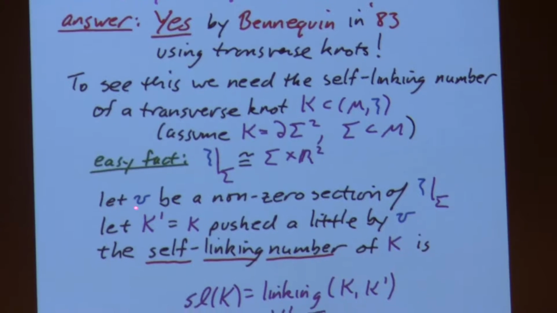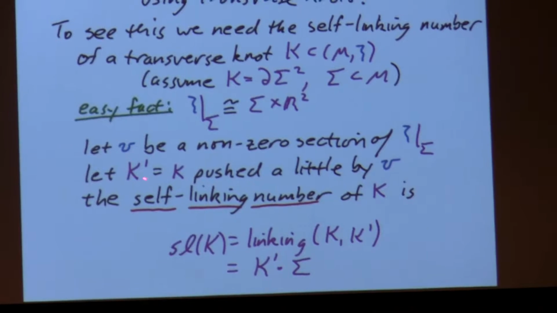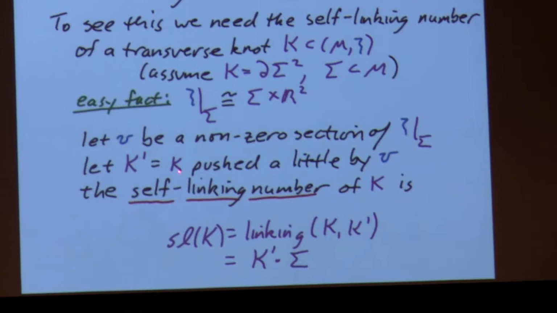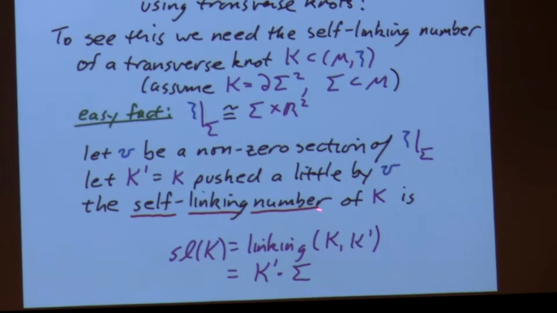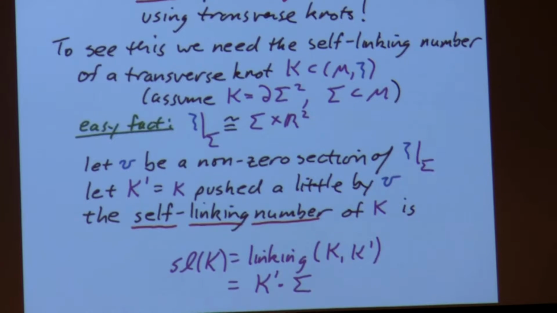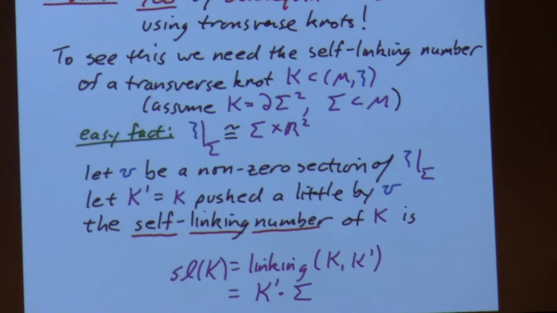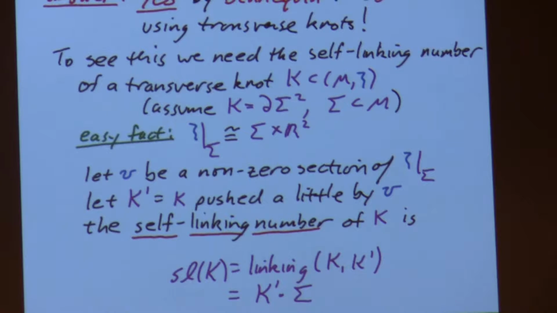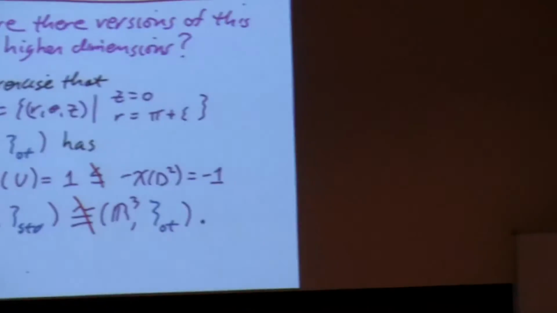But because it's trivial, I can pick a non-zero vector field V in the contact planes along the surface. I can take a copy of K and push it along V. So then I have 2 knots, K and K prime, and I simply measure their linking. That's called the self-linking number of the transverse knot. It's very easy to convince yourself that if you have 2 transverse knots in a contact structure, and they're isotopic through transverse knots, then the self-linking number will be the same.